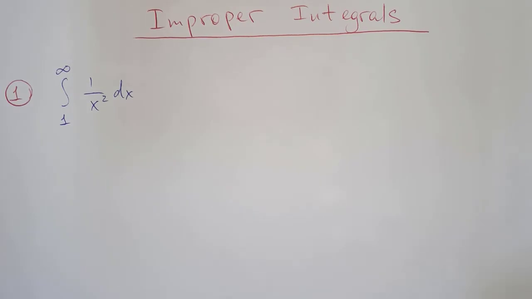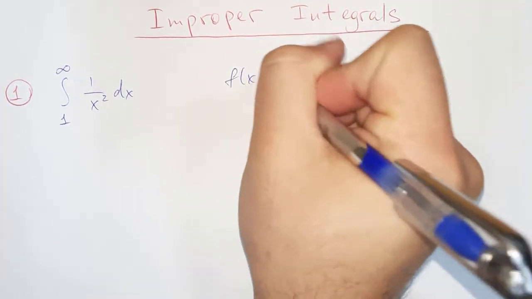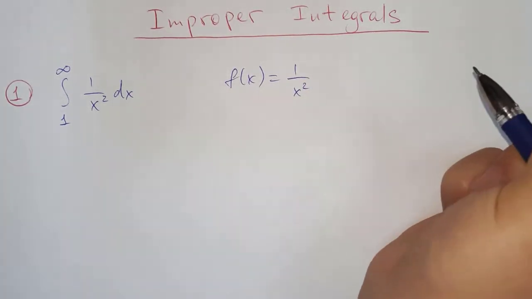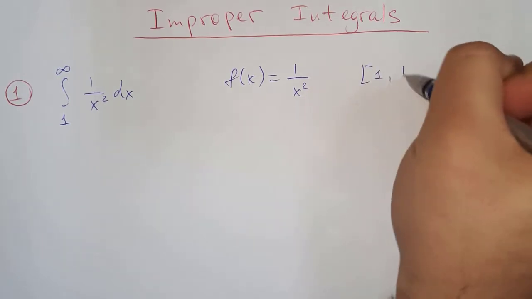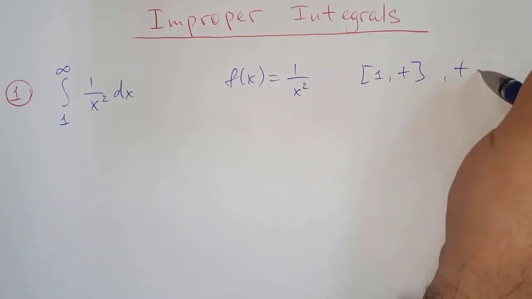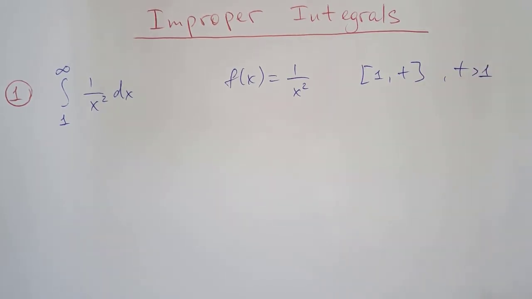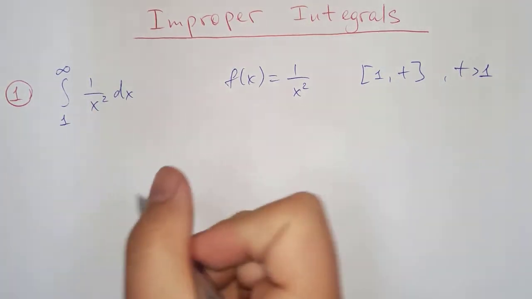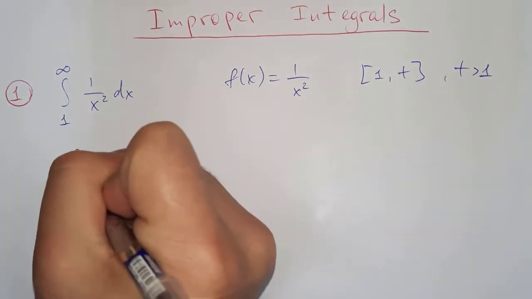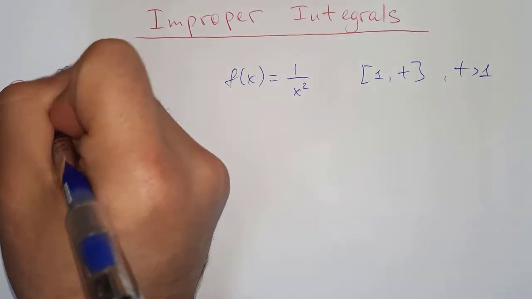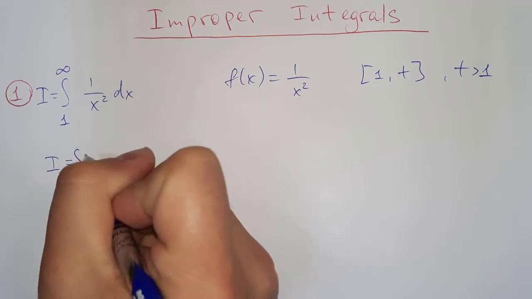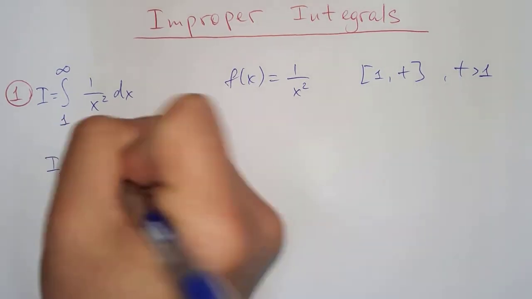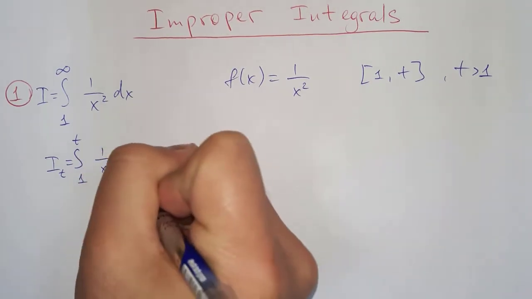So let's consider now our function f of x. f of x in this case is 1 over x squared. So f of x on the interval 1 and t, where t is greater than 1. And our integral now, let's denote by I. So I of t now depends on t. It is the integral from 1 to t of 1 over x squared dx.